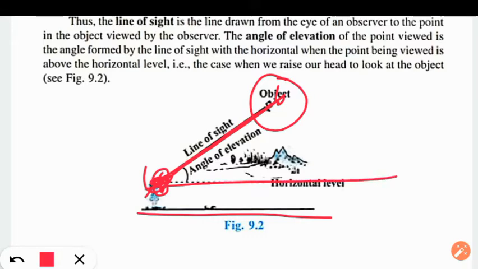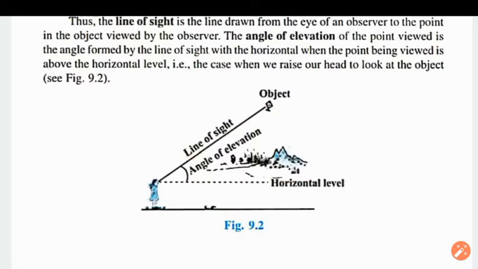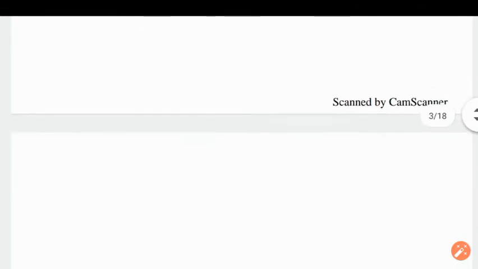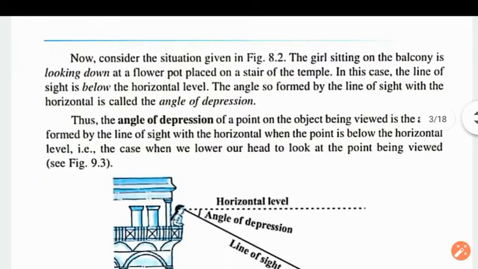So, the angle formed by the line of sight with the horizontal, that means this angle, is known as the angle of elevation, okay. Or in short, if you are watching anything from down to up by making an angle, that angle is known as the angle of elevation. Now, consider one more situation.